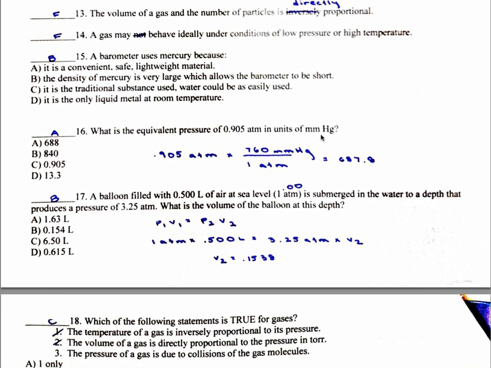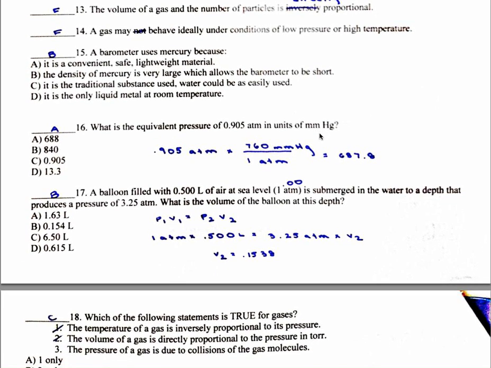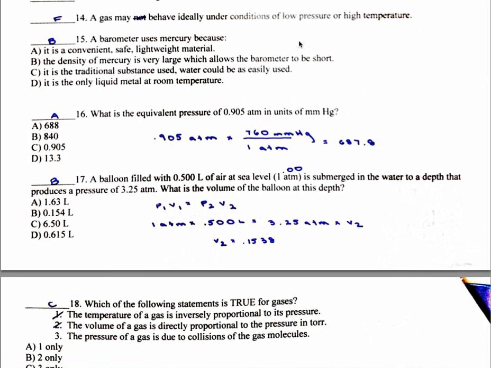14, a gas may behave ideally under conditions of low pressure. So this, that was false. It's low pressure. Right, and high temperature is when it's going to act ideally. It's high pressure and low temperature that it's not going to act ideally.